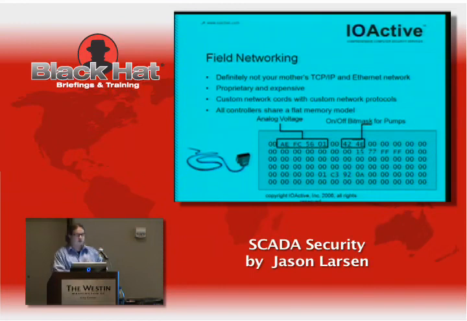So all these embedded controllers are stuck together with field networking. And field networking is not your mother's TCP/IP Ethernet network. Each manufacturer kind of has his own field networking with his own network cables and his own network protocols, and it's been built up by that manufacturer over time. And pretty much all the time, these are closed standards. You can't go down and read a spec on the field networking, and you can only buy the cable from them. So this purple stuff is actually a Profibus cable, and it runs about $20 a foot.